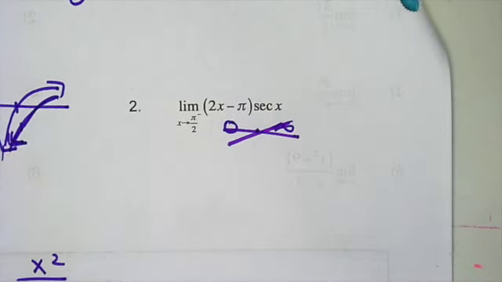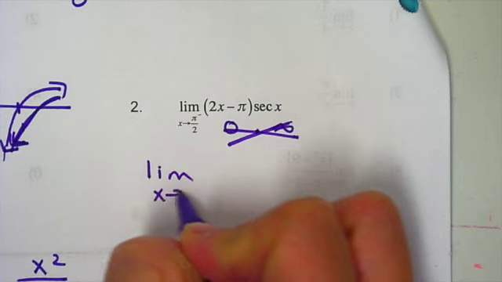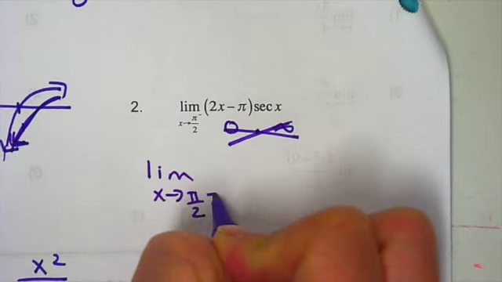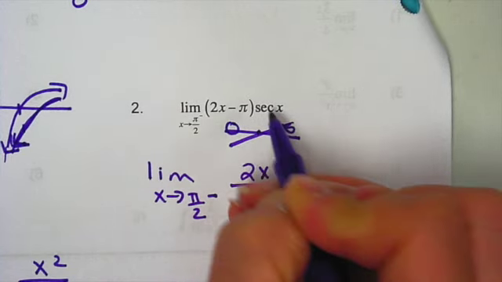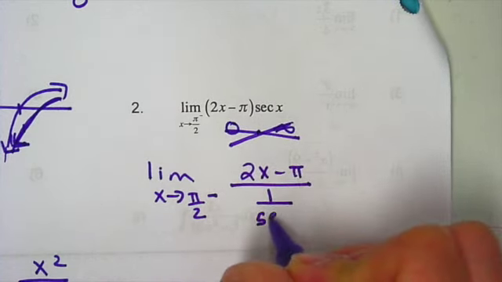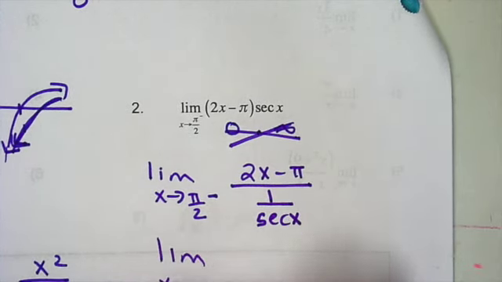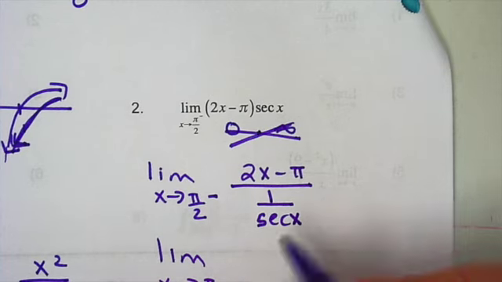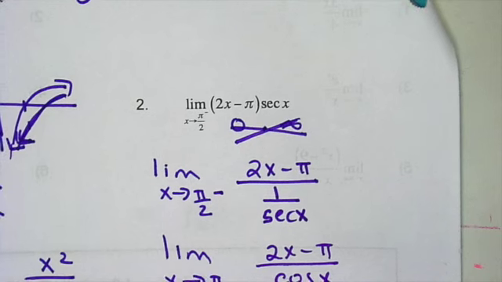So again, I want to use L'Hopital's rule. The only way I can use L'Hopital's rule is if I have a fraction. So I'm going to rewrite this as a fraction. And I would say this is the easiest rewrite. Put that secant as 1 over secant on the bottom like this, because what happens is then the bottom really just becomes cosine.